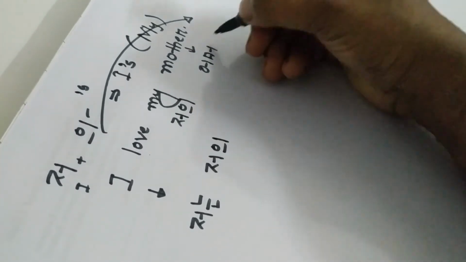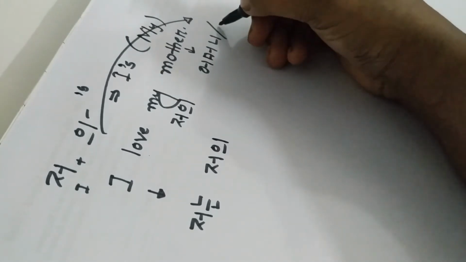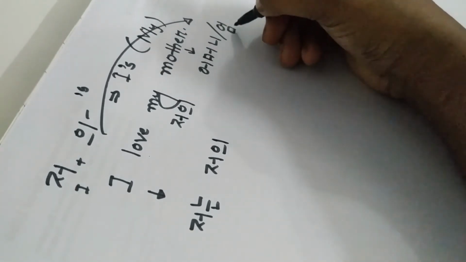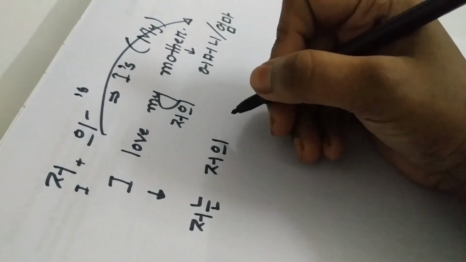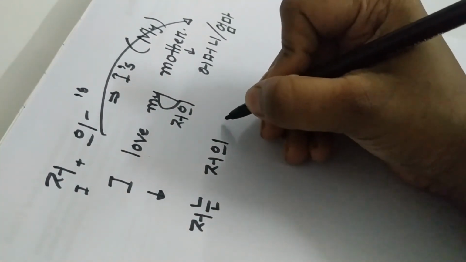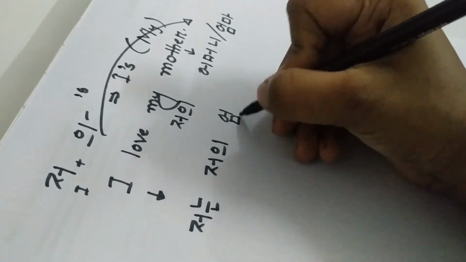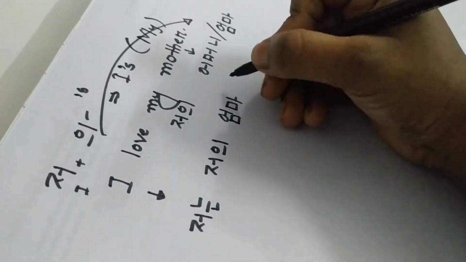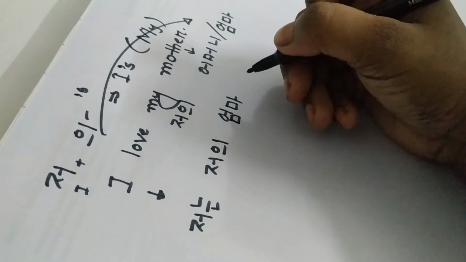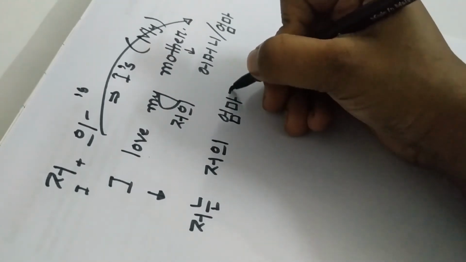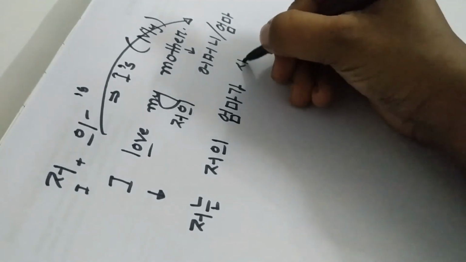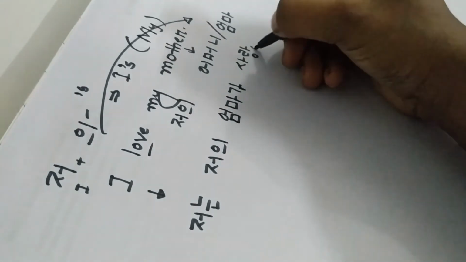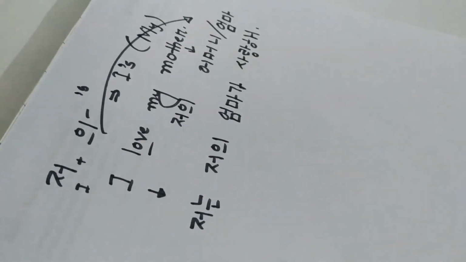어머니 or 엄마. So let's say 저는 저희 엄마. You can either use 를 particle or 가 particle. 엄마가 love, 사랑해. 저는 저희 엄마가 사랑해.